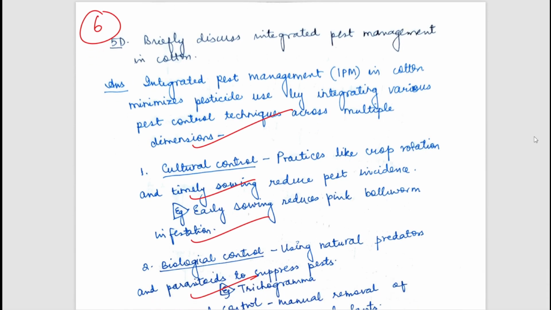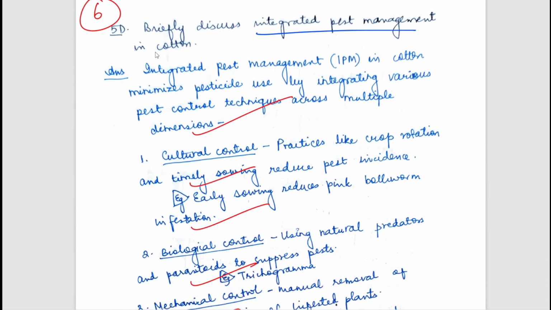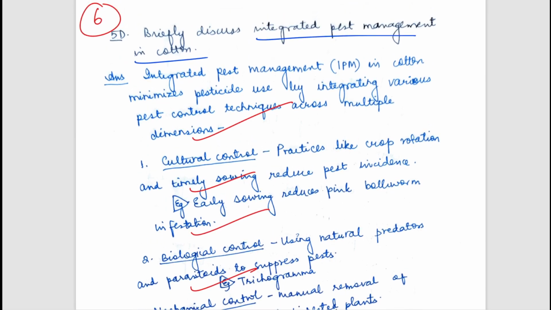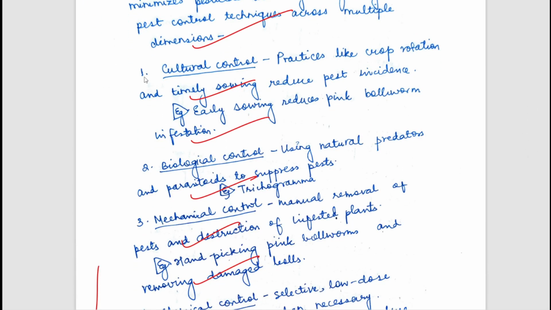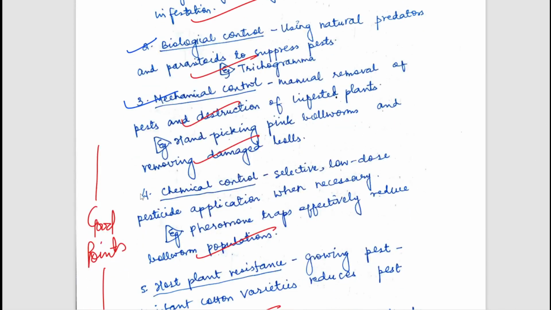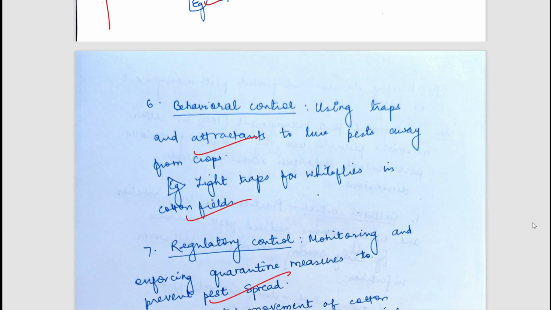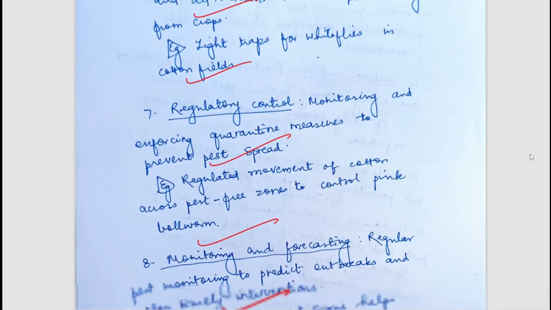The next question is, briefly discuss the integrated pest management in cotton. So what IPM is, that is integrating different types of methods, agricultural, biological, physical and chemical methods to control anything. That is what integration is. And these types of questions have been asked several times, and here the student has discussed cultural control, biological control, mechanical control, chemical control, host plant resistance. So all these are factors of IPM only. You can simply pause and read the points.